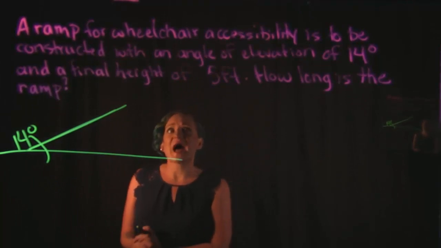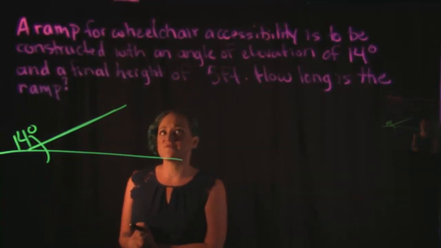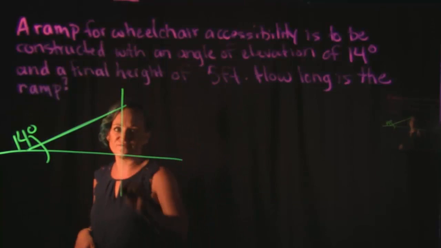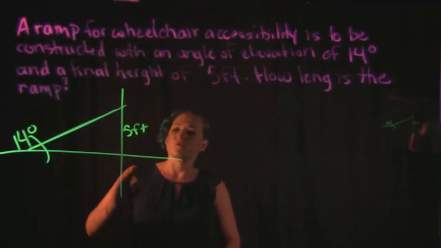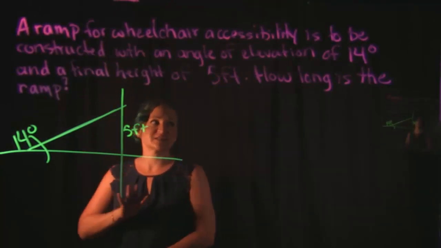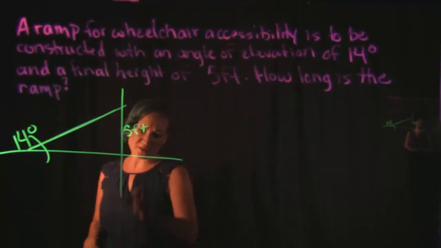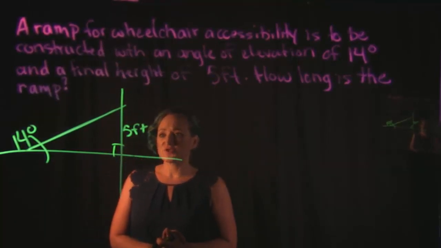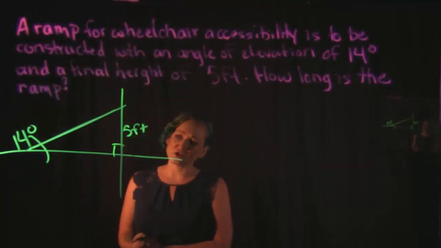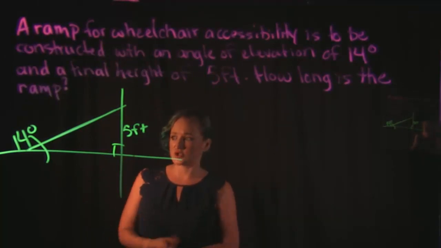It also says that the height of this ramp, the final height of the ramp, is 5 feet. So I'm going to say that my height is right over here. From the ground straight up, it says that is 5 feet. So this does form a 90-degree angle here. So if we wanted to finish solving this triangle, at least for the angles, we can do so.